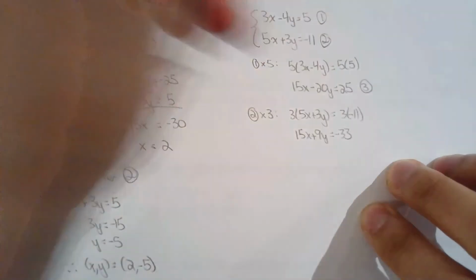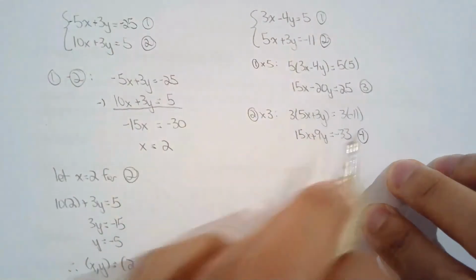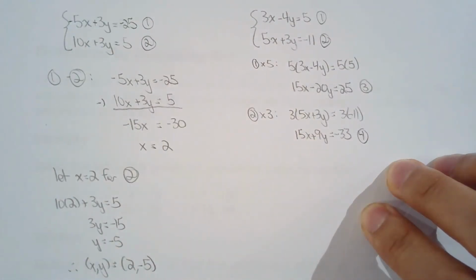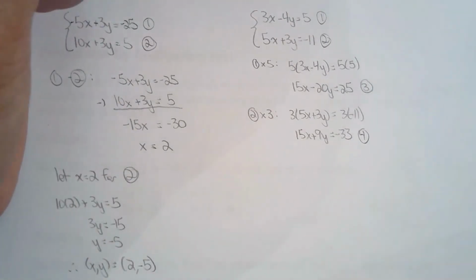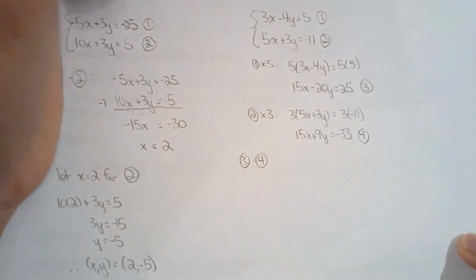Okay. And once you get comfortable, you don't have to show all the steps. You could just write equation 3 and equation 4. All right. So now we are ready to eliminate x, because I have 15x and 15x. So I'm going to take 3 minus 4. Equation 3 minus equation 4.